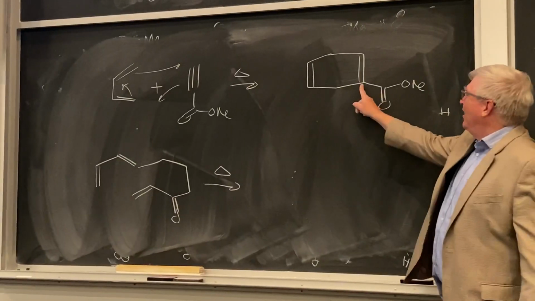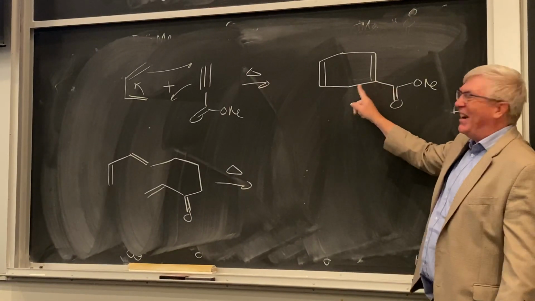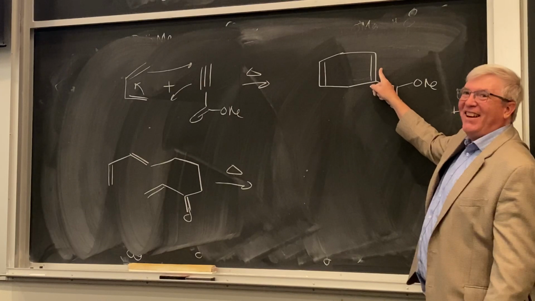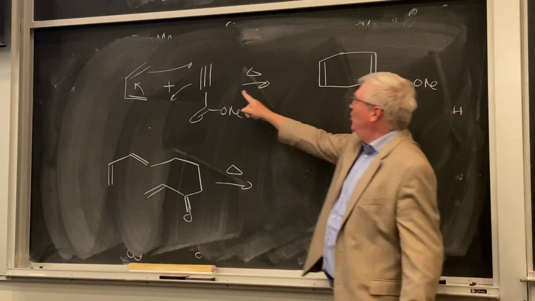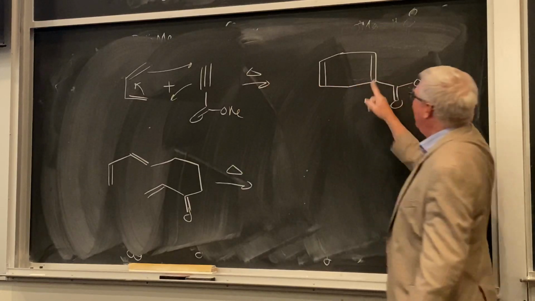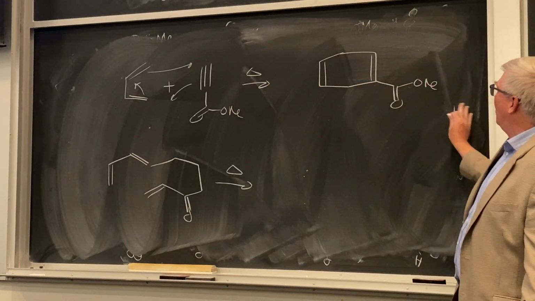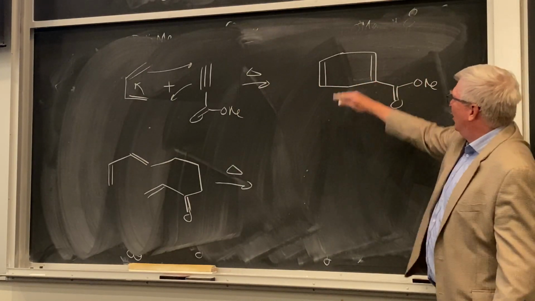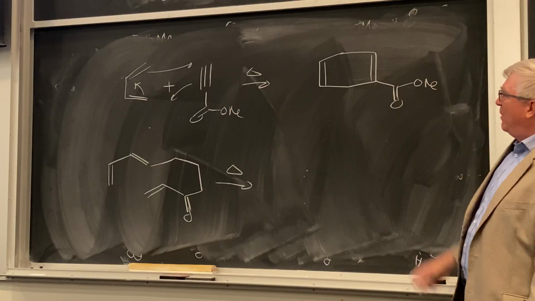But now it's a cyclohexadiene product. Why is there an alkene here now? Well, it's because we just used one pi bond of the alkyne. So the versatility of the Diels-Alder, this is a very useful product, highly functionalized from that alkyne.